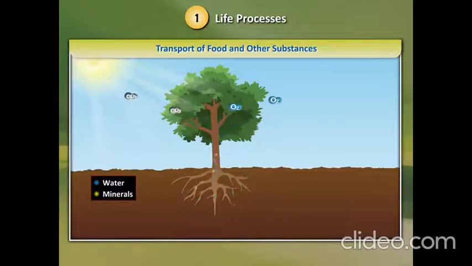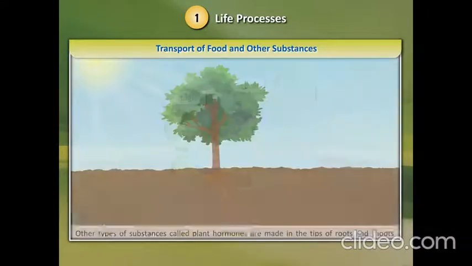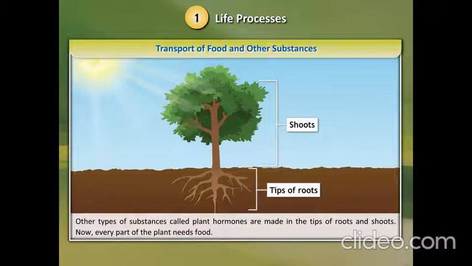Transport of food and other substances. Leaves make food by the process of photosynthesis. The food made by leaves is in the form of simple sugar, glucose. Other types of substances called plant hormones are made in the tips of roots and shoots.